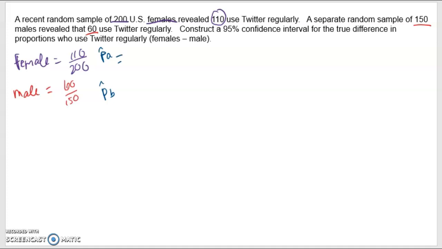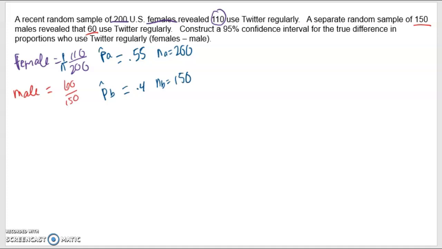So the proportion of 110 out of 200, that's my P hat of A. 110 is technically my number of successes and 200 is my number of attempts. So P hat of A means from my sample, 0.55 females use Twitter regularly, or 55% of the females use Twitter, and my number of attempts for females was 200. For males, I have 60 out of 150, which is 0.4. So 40% of males are using Twitter regularly, and the sample size for males is 150.